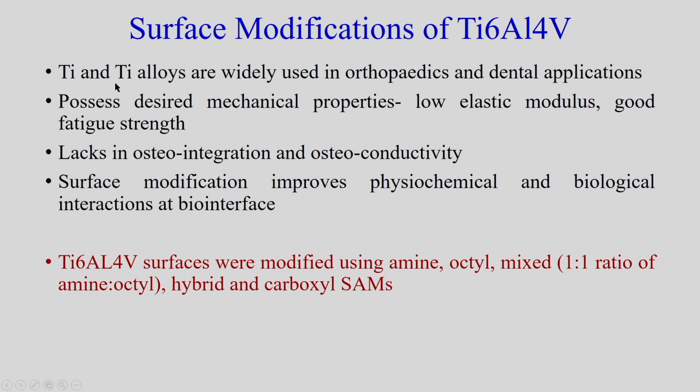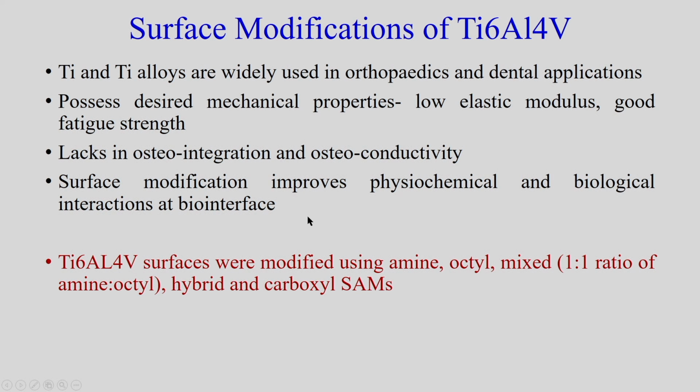So, why choose titania? Because titania and its alloys are widely used as implant biomaterials, particularly in orthopedic and dental applications, because of their excellent mechanical properties like low elastic modulus and good fatigue strength. But as a material it lacks osseointegration and osteoconductivity. So, how do we improve these cell-surface interactions? One way is to apply a different coating or modify the surface. Surface modification improves the physicochemical as well as the biological interactions at the biointerface.